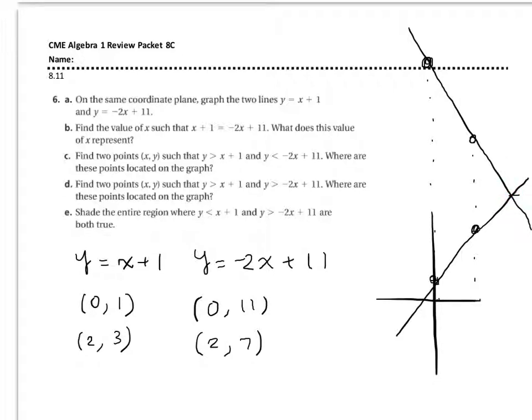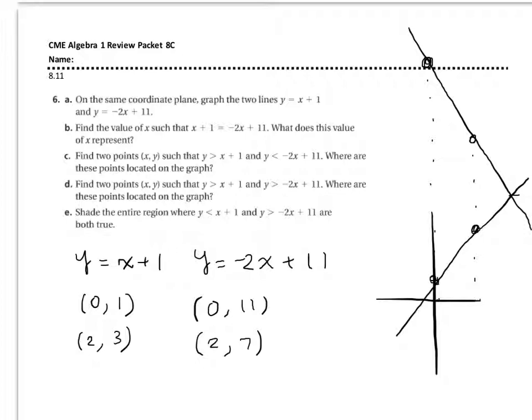B says find the value of x such that x plus 1 equals negative 2x plus 11. So what's the point here? That's basically what B is asking for. C, find two points (x, y) such that y is greater than x plus 1 and lower than the other line. That means greater than this line, so it's this part, and also lower than this line, which is this part. So it will be somewhere in there. If you take any points in this area, then that will be the answer.